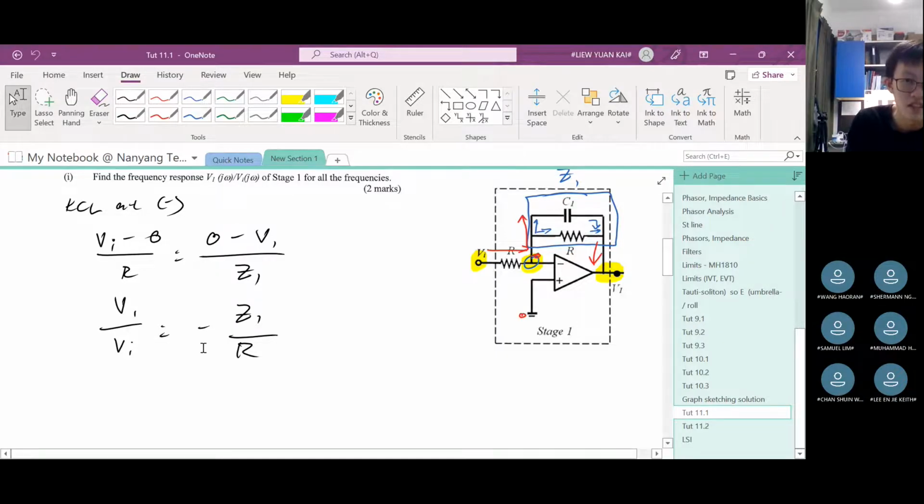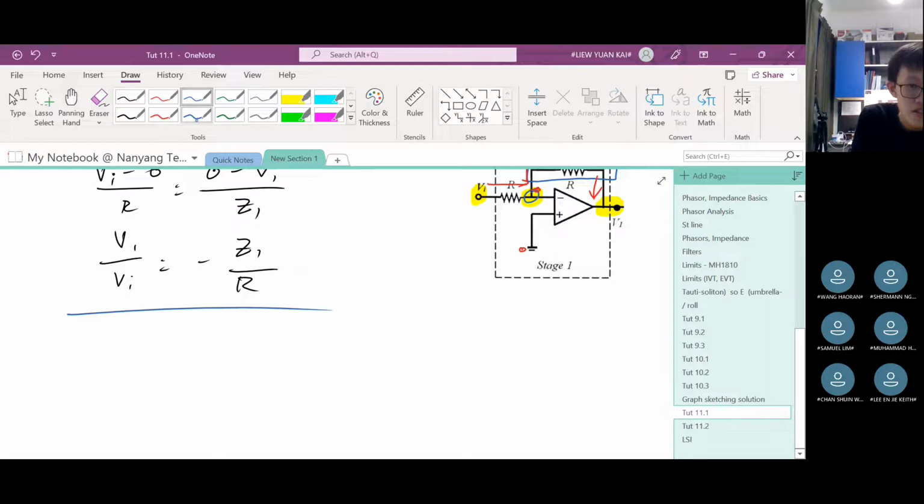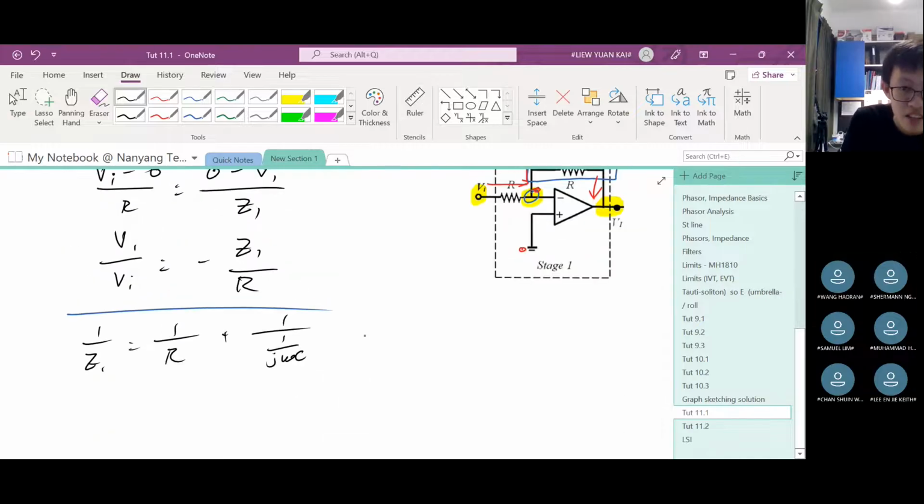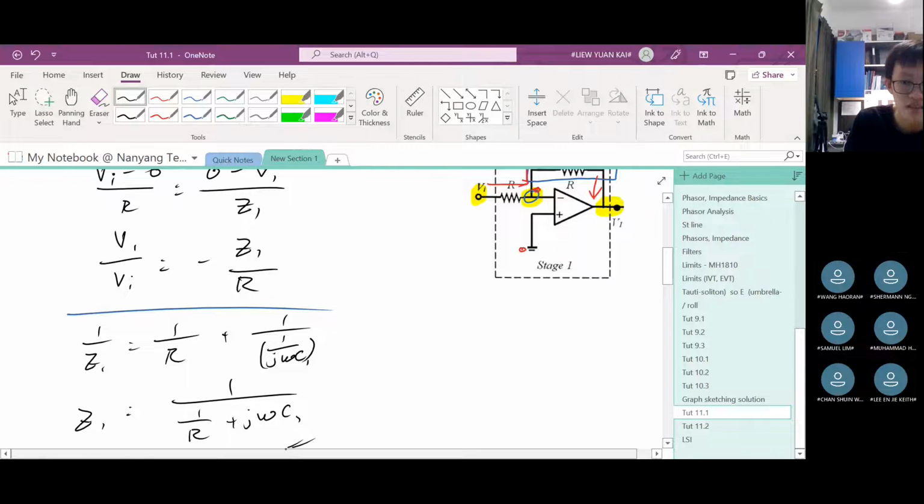Okay, so we just use this formula. So 1 over Z1 is equal to 1 over the impedance of the resistor, which is R, plus the impedance of the capacitor, which is 1 over J omega C, omega C1, sorry. This is omega C1. Then if you make Z1 the subject, in the end, you should get 1 over R plus J omega C1. Okay, now we can sort this into here.